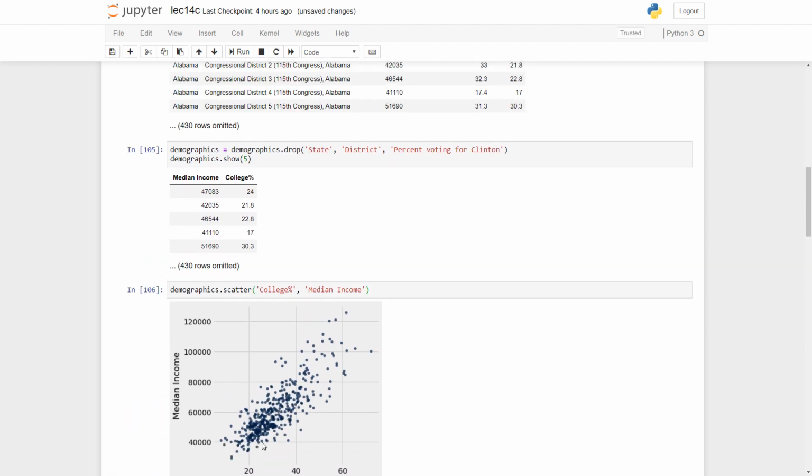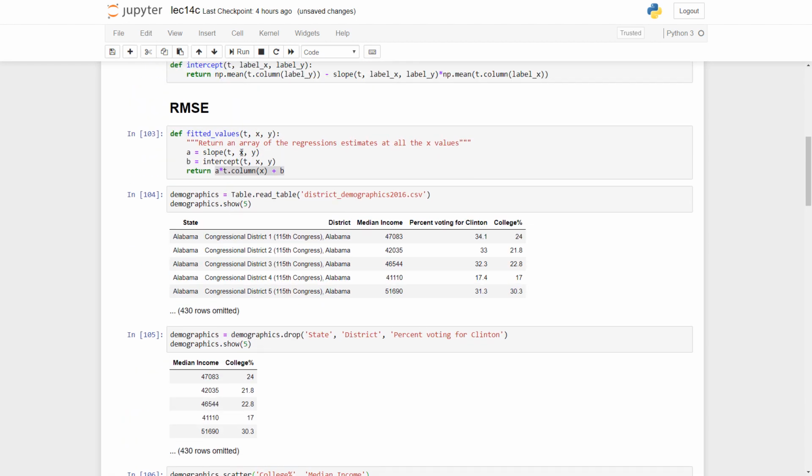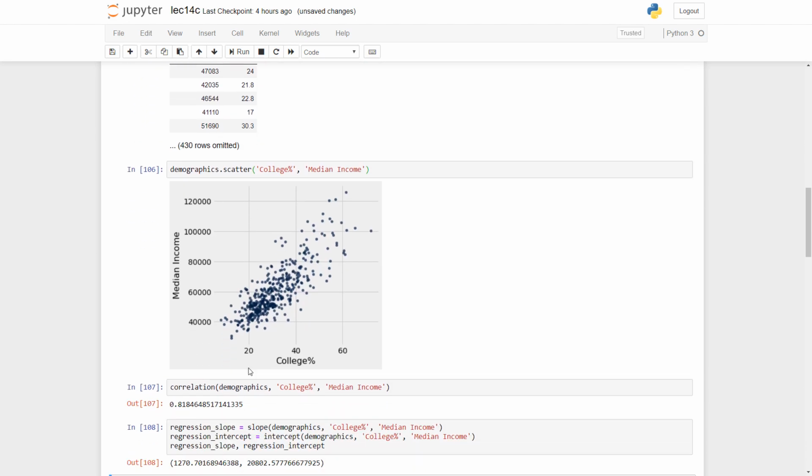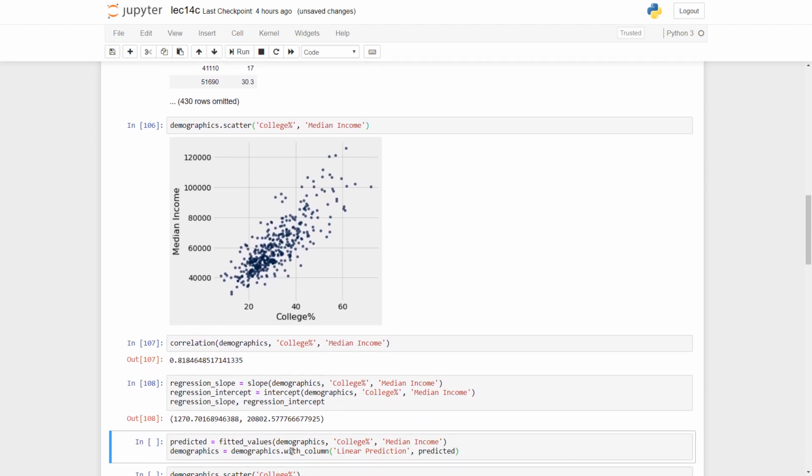Now let's compute the predicted, or estimated, values of y given all values of x, using the fitted values function that we defined earlier. We will pass to it the demographics table and the two columns that we want to compute the regression between, the college percentage and the median income. Once we get the predicted values back, we will add them as a column in the table.